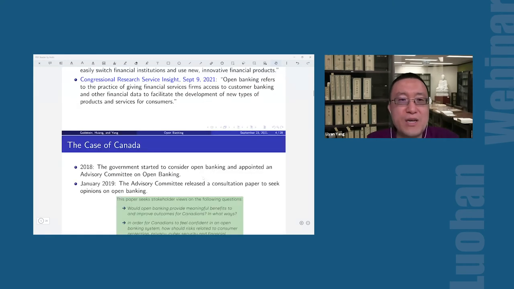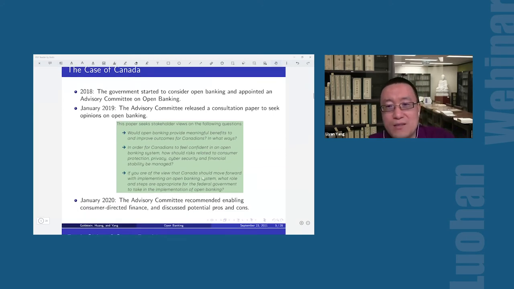I mentioned that we really started this idea when we saw the discussion in Canada. I followed this case very closely, and the debate is very clean. In 2018, the government started to consider open banking and appointed a committee to discuss it. The initial idea is very similar to the motivation of the Biden administration this July: open banking will allow consumers to share data across banks, so that the banks will compete more aggressively, which can reduce the monopoly power of your relationship bank. That can increase welfare, the borrowers' welfare and the overall welfare. So that's the initial argument.